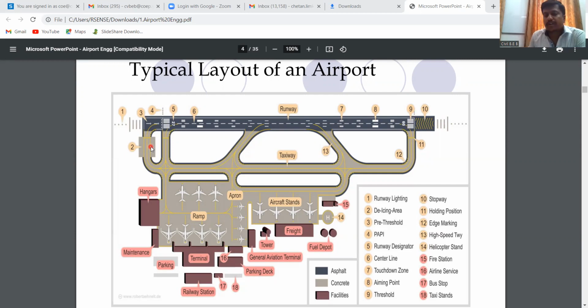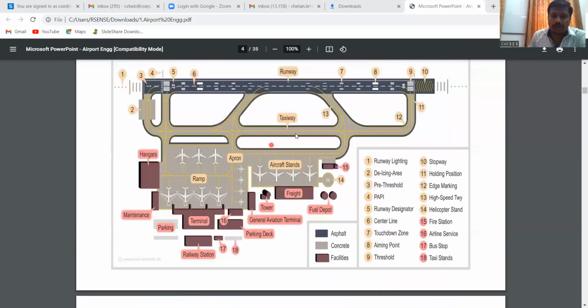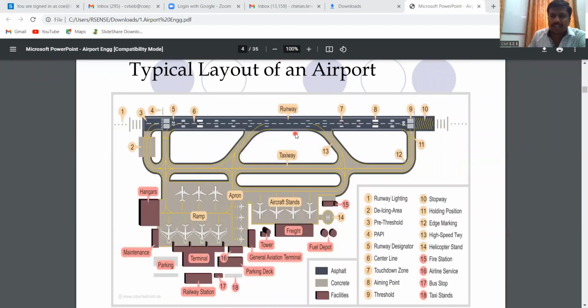Now each component we'll discuss in detail, what the different components are, at a later stage. Okay, basic components I will tell you. Runway: it is utilized by the aircraft to take off or to land. The road, or the pavement surface, which is used by the aircraft for their landing or for their takeoff, we call it the runway.